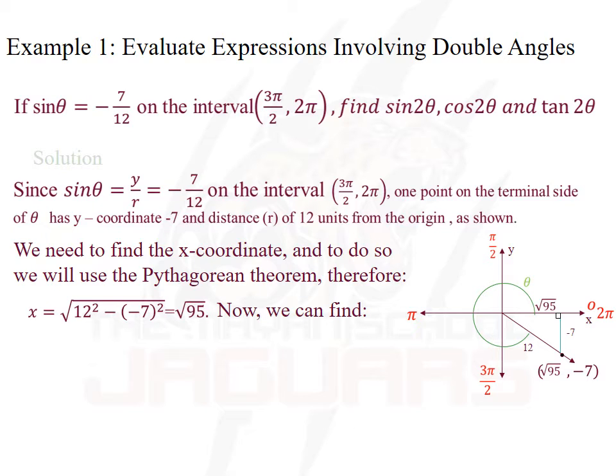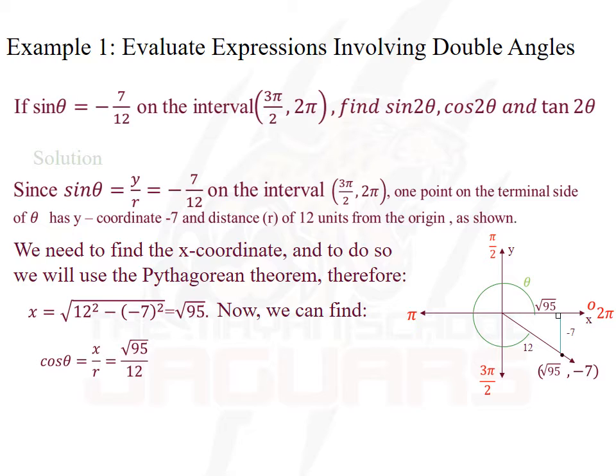Now, with the value of x, we can find the cosine of theta, that is x over r. The value of x is the square root of 95, and the value of r is 12. So the cosine of theta equals the square root of 95 over 12. And the cosine in the fourth quadrant is positive, so it makes sense: positive square root of 95 over 12.